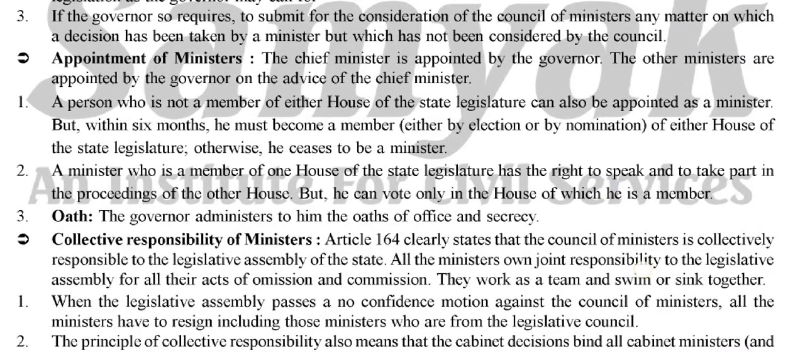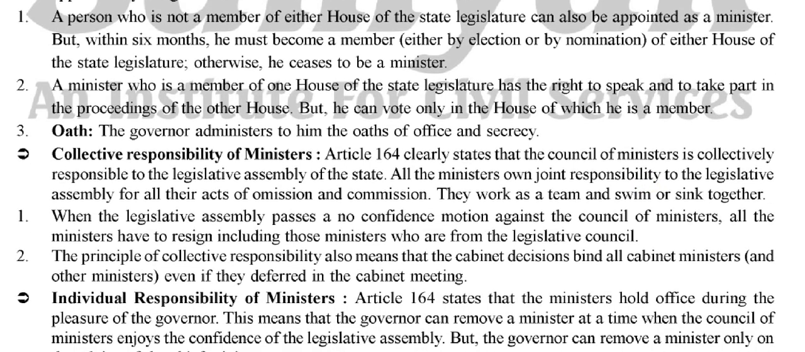Appointment of ministers. The chief minister is appointed by the governor. The other ministers are appointed by the governor on the advice of the chief minister. A person who is not a member of either house of the state legislature can also be appointed as minister, but within 6 months he must become a member of either house of the state legislature, otherwise he ceases to be a minister. A minister who is a member of one house of the state legislature has a right to speak and to take part in the proceedings of the other house, but he can vote only in the house of which he is a member. Oath. The governor administers to him the oath of office and secrecy.